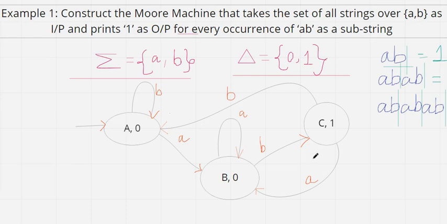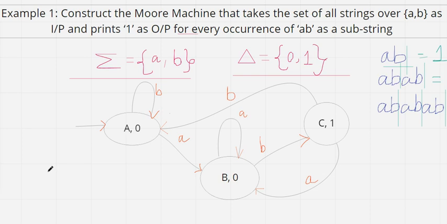I think if you look at this diagram, this is the perfect Mealy machine, which has the substring AB, and we are printing 1 as the output for every occurrence of AB. So definitely this particular state will act as a final state, and the other states will act as non-final states. You can pause the video and consider any combination of strings having the substring AB, and it will be accepted only when we reach the particular state C.